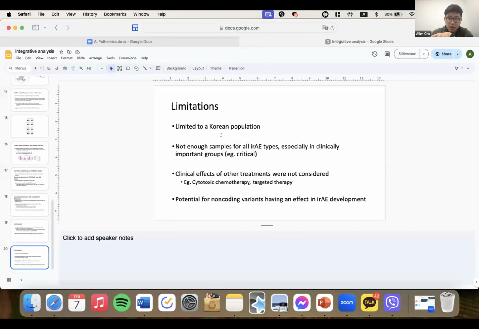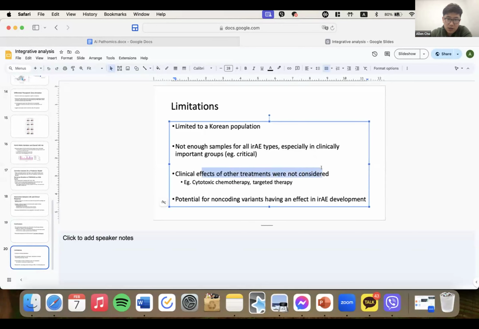So this one is just in Korea. There's not enough samples for all of the immune adverse events, especially with the critical group, so it's kind of lacking in that area. Other treatments weren't considered, or what those effects were, or how it affects the whole lab work and everything. And then how other variants can occur, and then see how that actually affects it. So ultimately, as we all know, it's still a work in progress to figure out what can be used to predict adverse events, and so we still have to keep working on it.